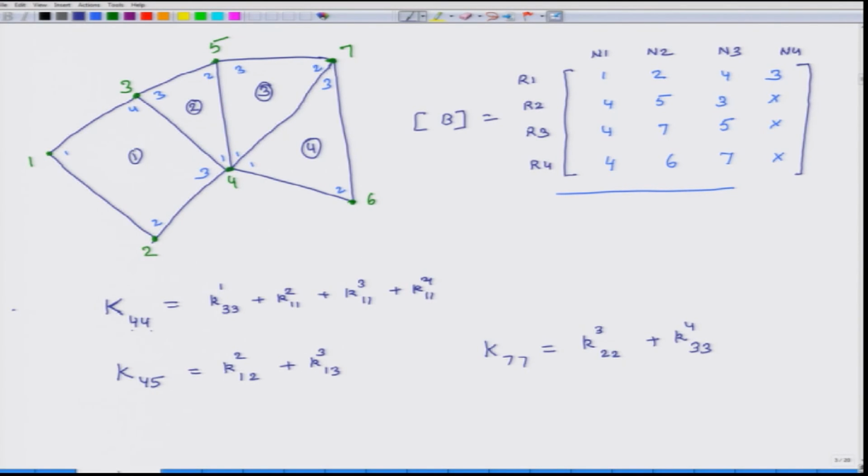Last thing, what is K 6 3? Sixth node and third node, they do not belong to the same element. So, because they are not physically connected, this number is going to be 0. K 7 1, same thing, it will be 0.